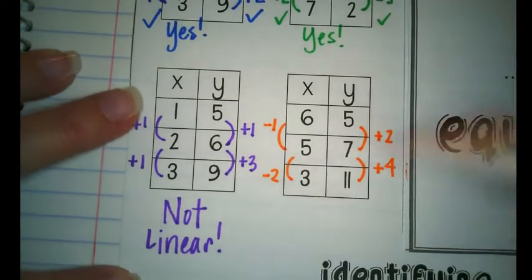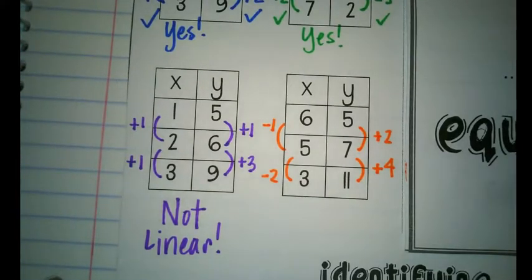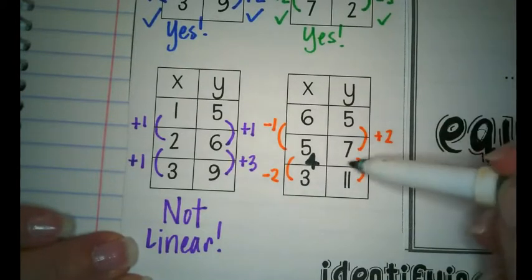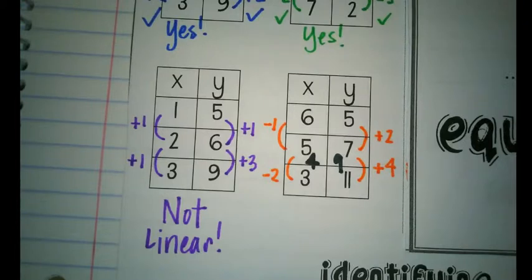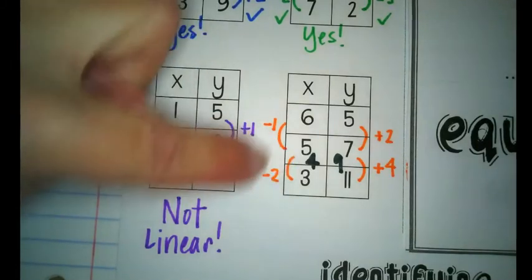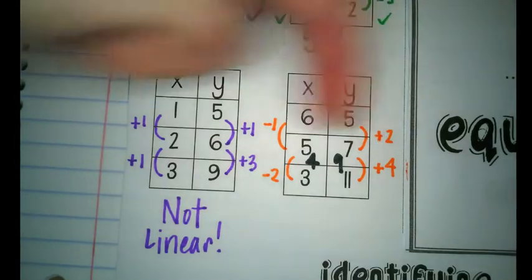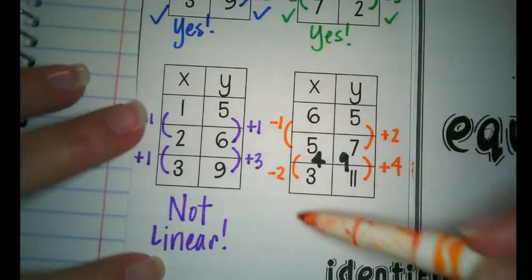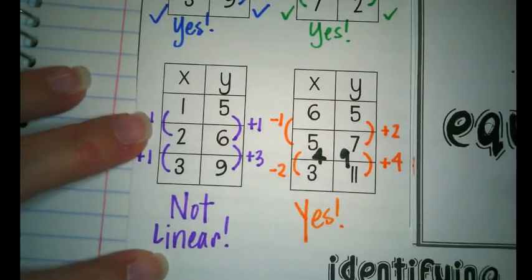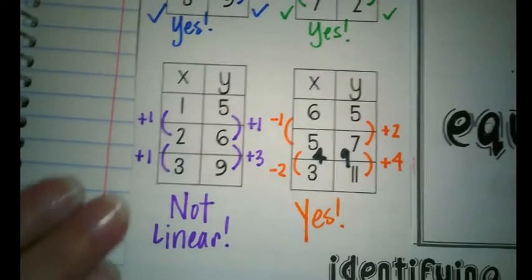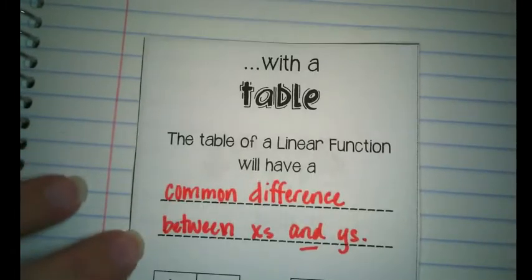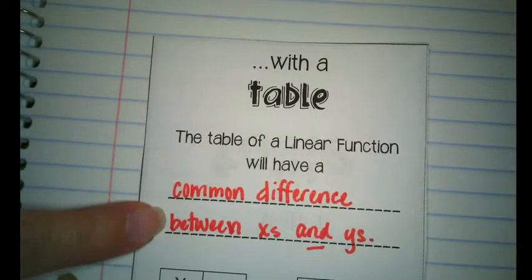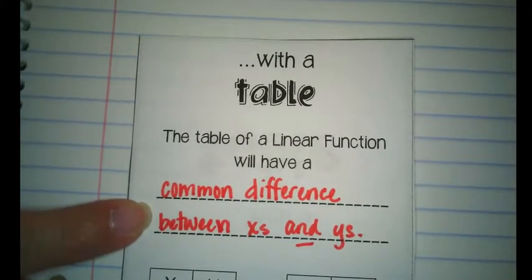If I could go in and fill in that step, which we can do, this one would be a 4, and this one would be a 9, and that would continue the pattern of adding 1, and then subtracting 1, and then adding 2. So this one is, yes, it is a linear function. So again, in order to determine if a table is a linear function, you're looking for a common difference between the x's and the y's.